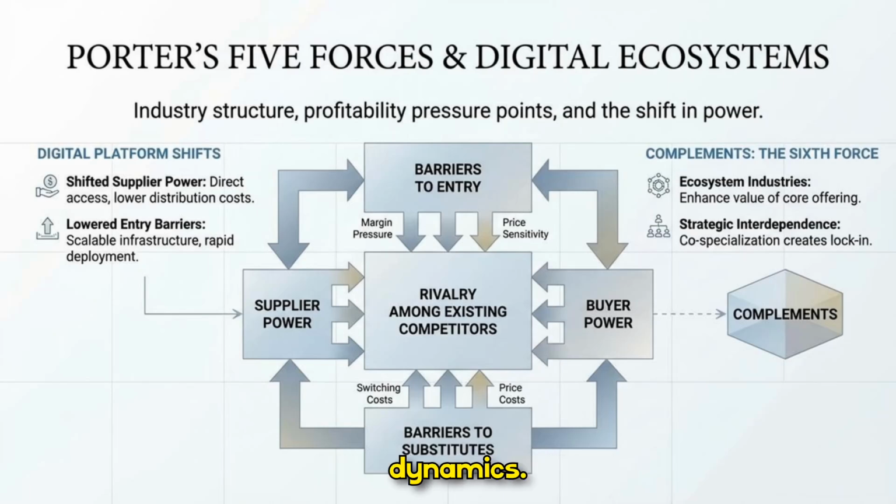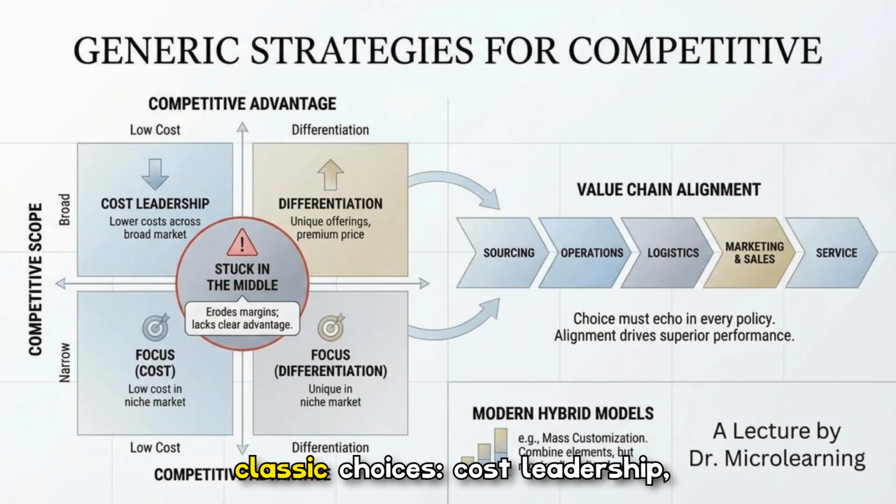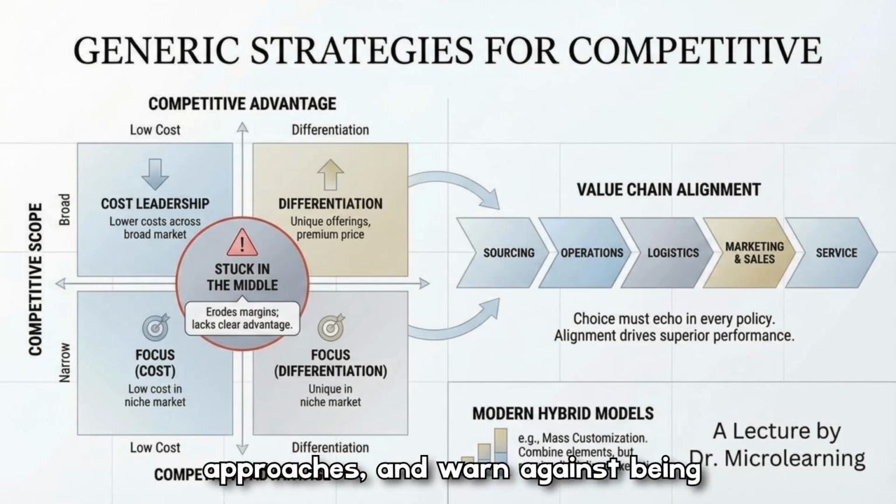shifts industry dynamics. Generic strategies present the classic choices: cost leadership, differentiation, or focused approaches, and warn against being stuck in the middle where margins erode. The visual ties these choices to value chain alignment from sourcing to service and notes modern hybrid models that combine elements like mass customization, but only succeed with disciplined execution and clear policy alignment.